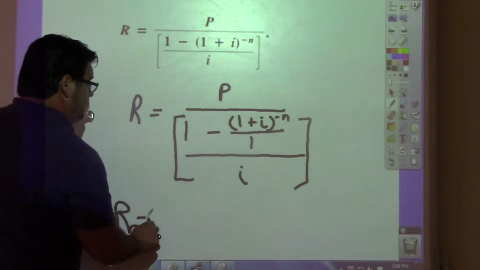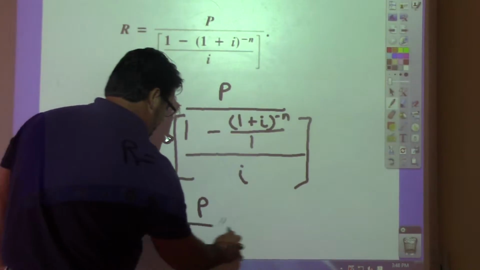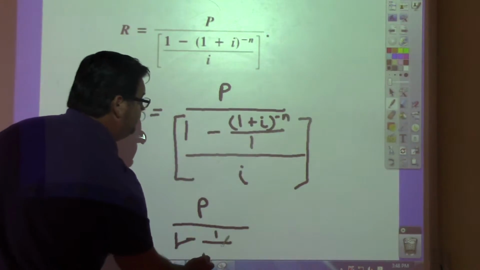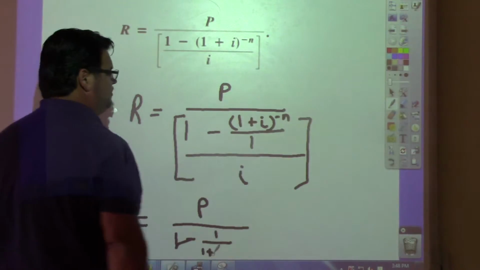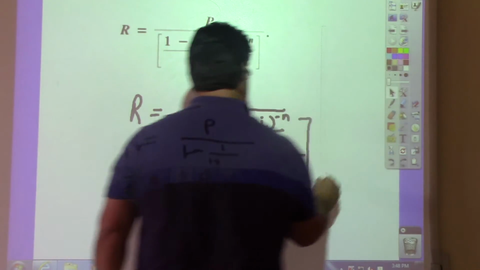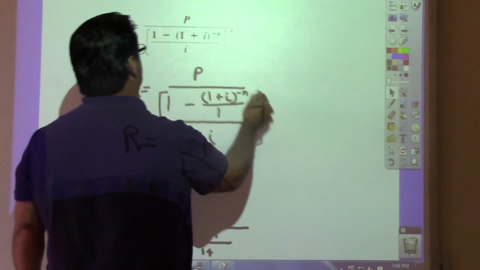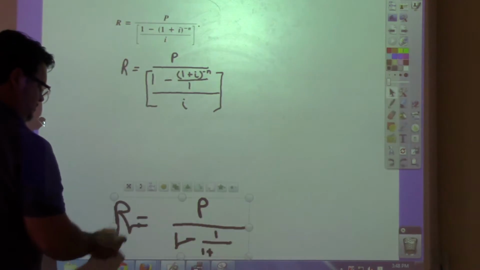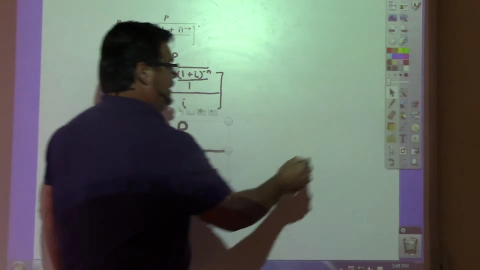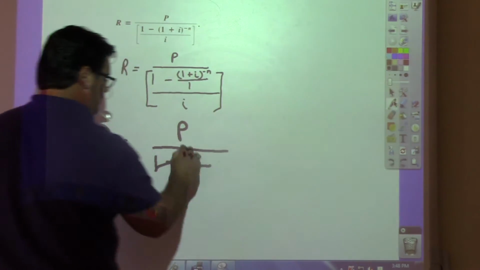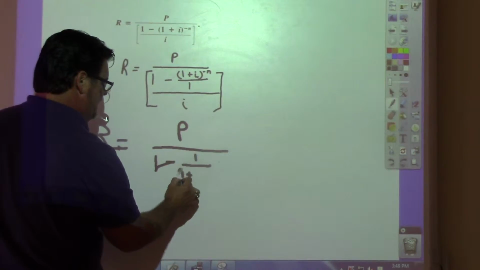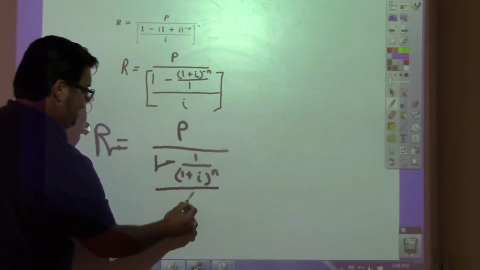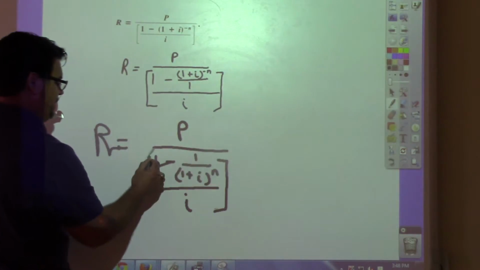So R is equal to P over 1 minus 1 over 1 plus, hold on. I don't like doing that because it's getting all cluttered up. There we go. All right, I flip this, so that'd be 1 plus I to the n power, and that's over I. And that bottom part is like that.